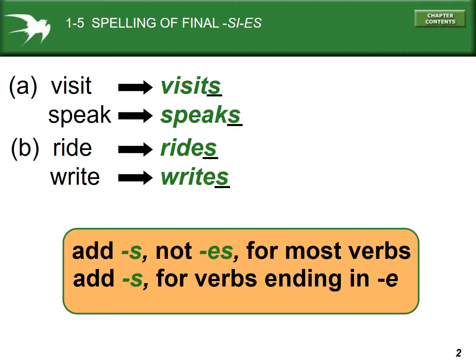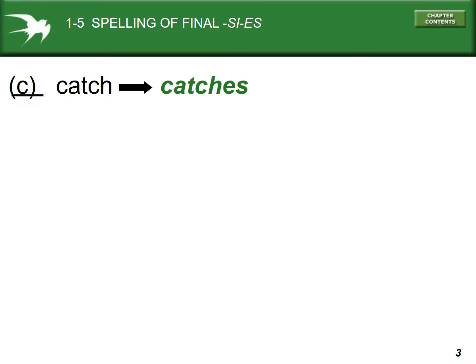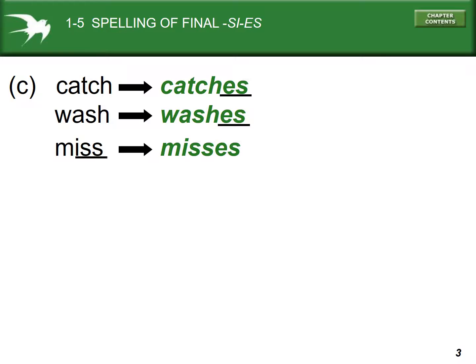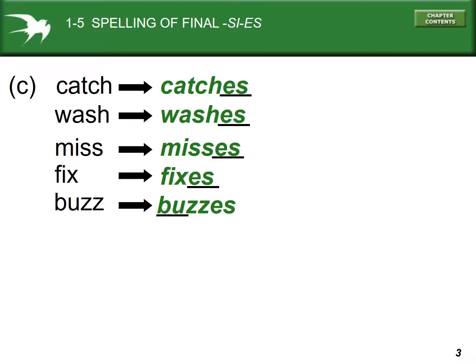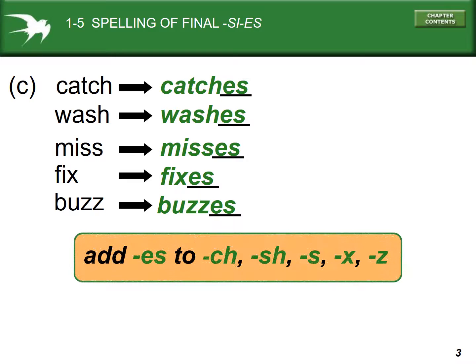These verbs already have the E, so they do end in ES, but you're not adding an additional E. Catch, however, becomes catches. We're adding a whole syllable, ES. Wash becomes washes. Miss becomes misses. Fix, fixes. Buzz, buzzes. So, this is the key here.